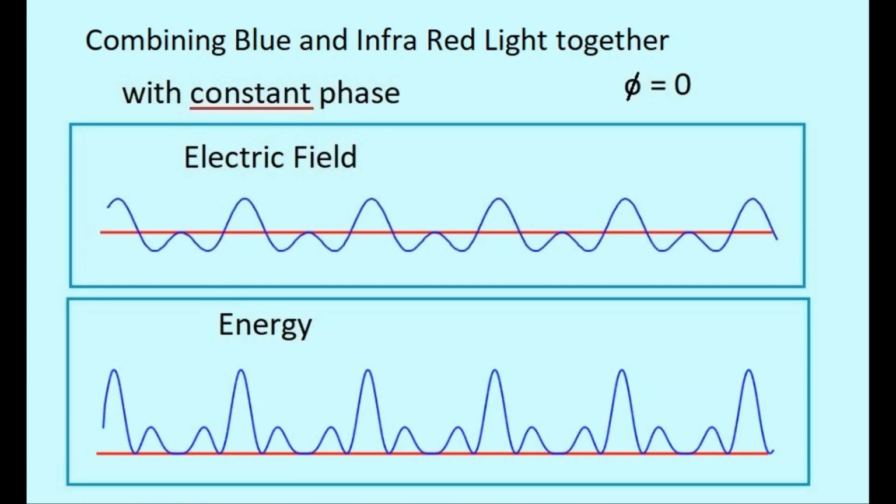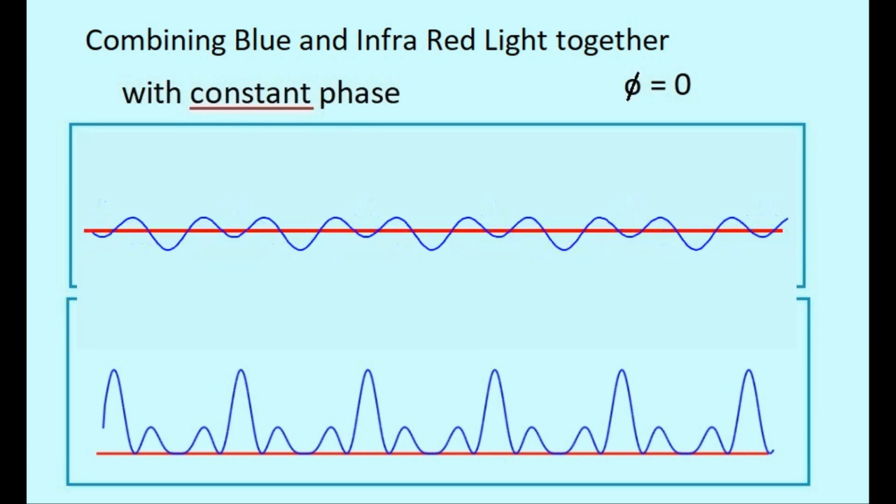If we combine these two types of light together so that they have a constant phase angle with each other, then they will produce a new, entirely different interference pattern that isn't equal to the sum of the energies of the last two, so it is possible to create new sorts of interference patterns.